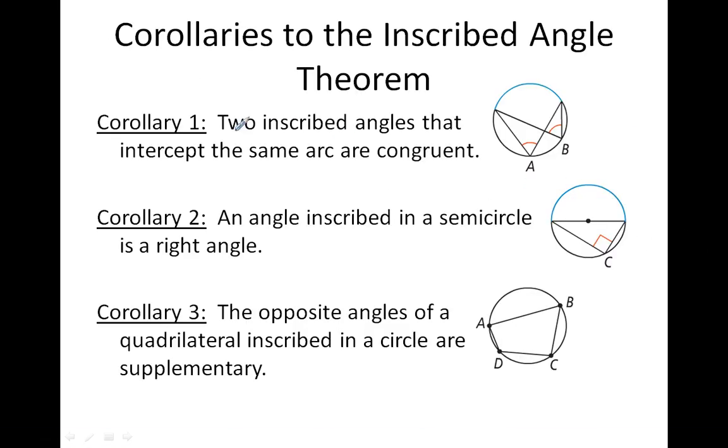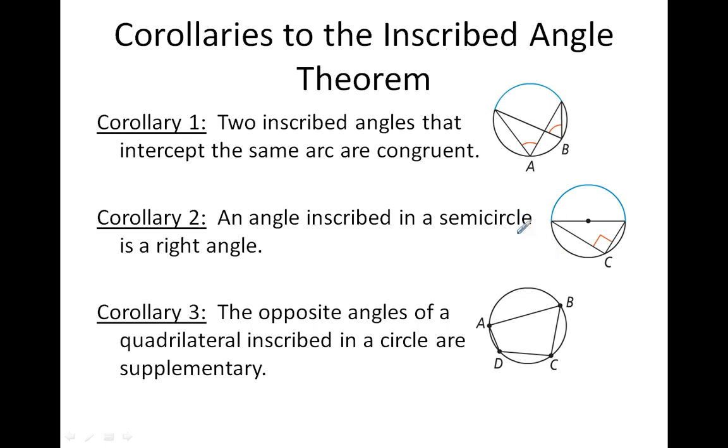Okay, so we have some corollaries here for the inscribed angle theorem. Two inscribed angles that intercept the same arc are congruent because if angle A is half of this arc and angle B is half of the same arc, well, half of the same number, you're going to get the same thing, so A is the same as B.